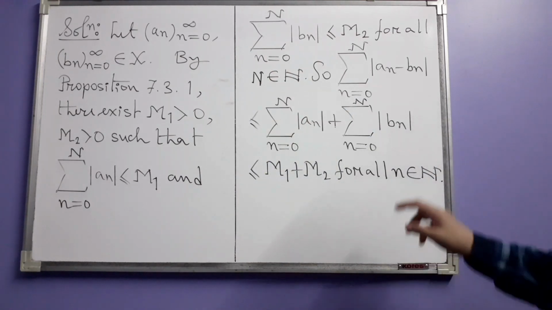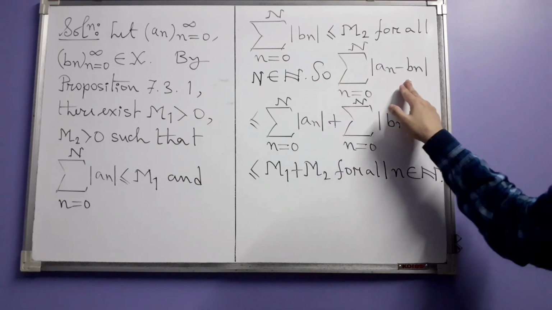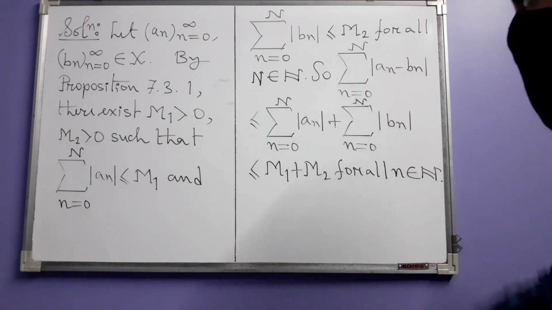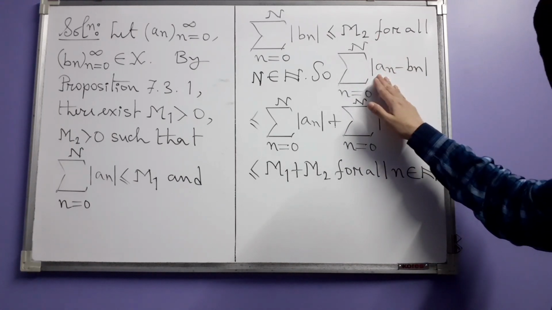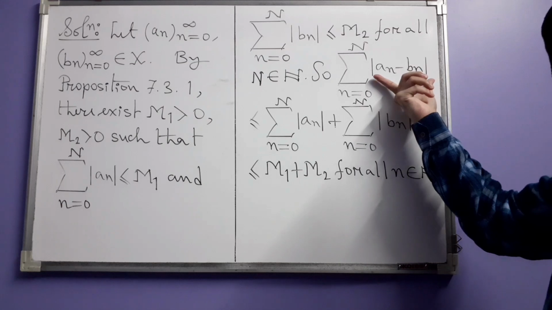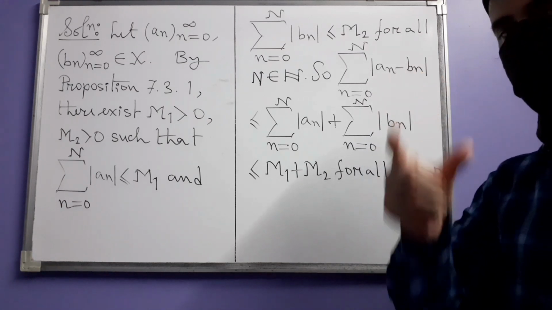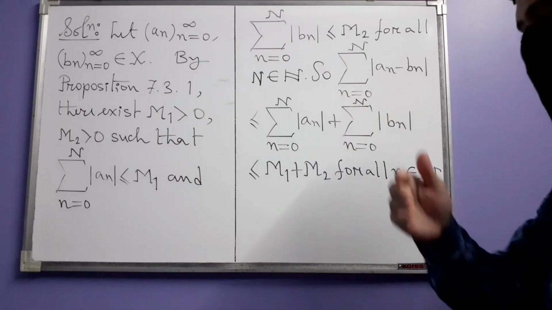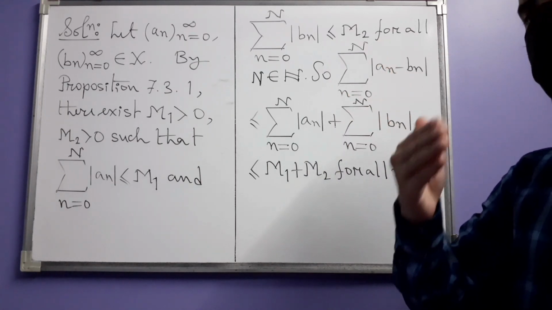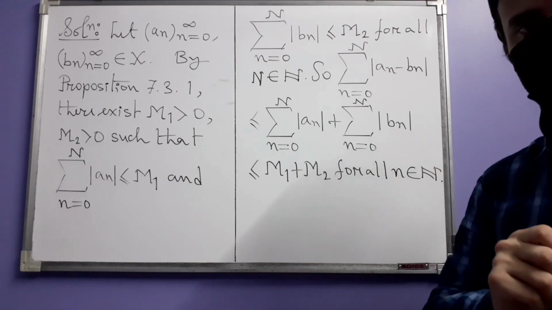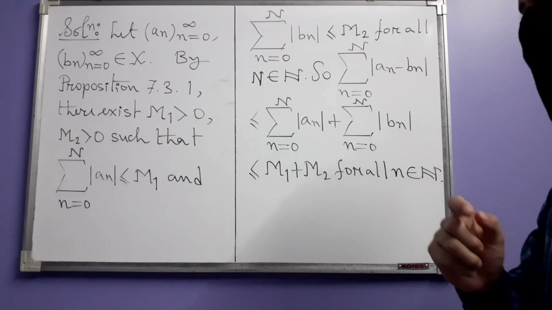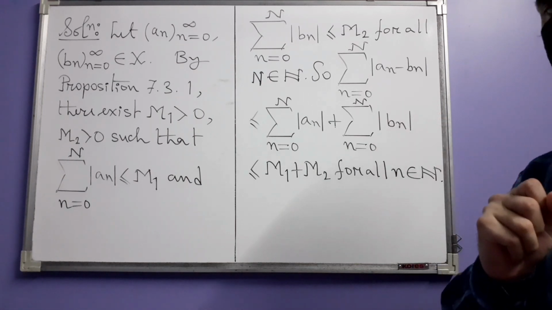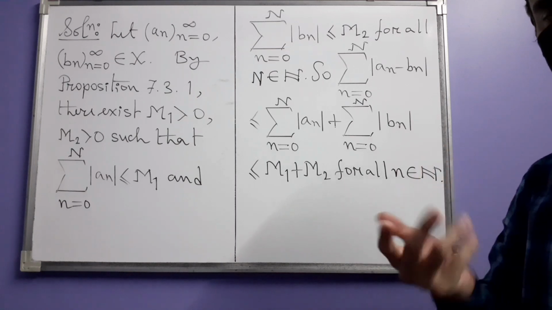So then what you do, you consider this finite series, summation mod an minus bn, where n goes from 0 to capital N. First of all, what you can do is, you can note that this single term, mod an minus bn for any n, is less than or equal to mod an plus mod minus bn, the ordinary triangle inequality in the system of real numbers. And then in place of mod an plus mod minus bn, you can write mod an plus mod bn, because the minus is inside the modulus, which will vanish.